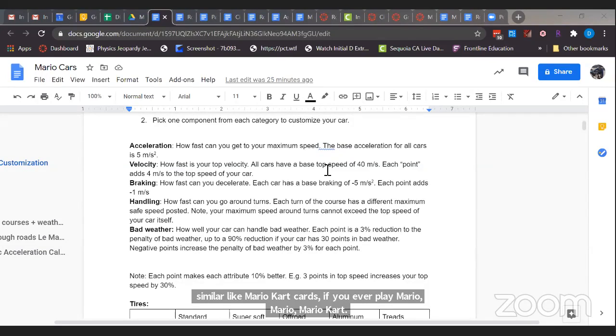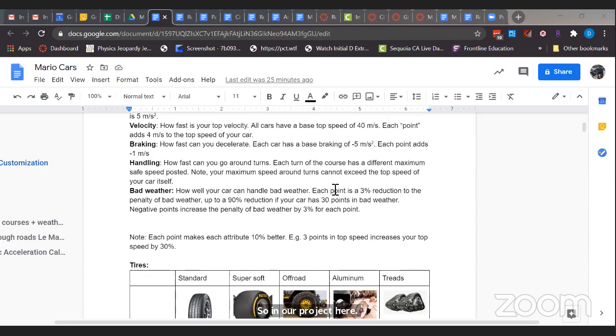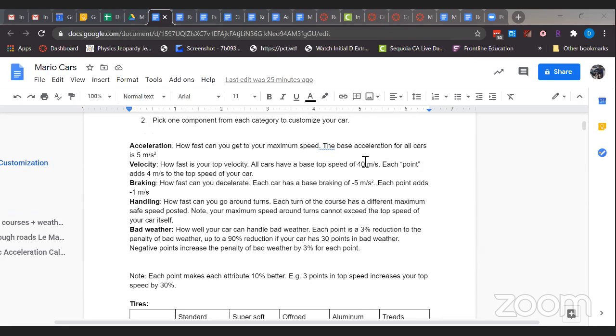In our project, I've written down 5 different statistics that you're probably going to have in this class. We're going to be using acceleration, velocity, braking, handling, and bad weather / courses. I'm going to go over these in a second. I just want to give you a glimpse of how each statistic works. Each one of the components is going to cover one of these different things.